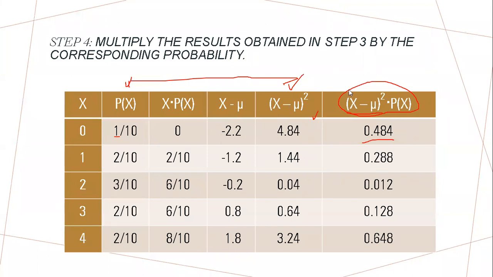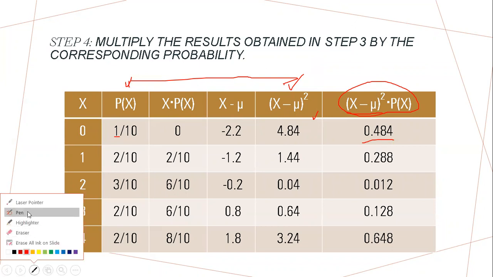Ulitin natin, no? So, sabi dito, ito, ayan, ito pala. Ayan, so we have here, i-multiply natin si 1/10 kay 4.84. Ayun pala yun. So, 4.84. So, the answer is 0.484. Okay. So, susundan ba?